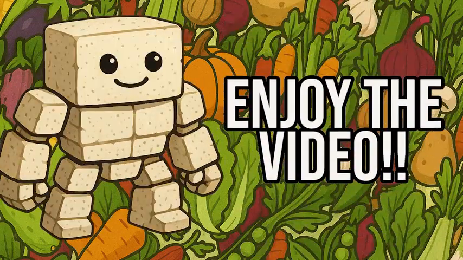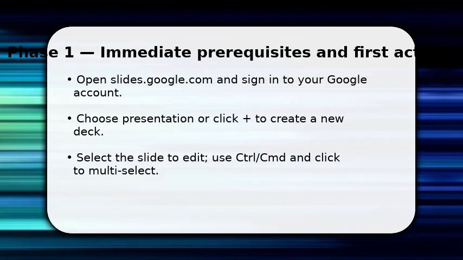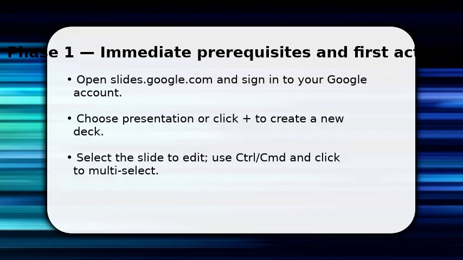Please enjoy the video. You start by opening Google Slides and picking the presentation you need. Once open, select the specific slide you want to change. Make sure you can see the canvas and the slide thumbnails. If you need multiple edits across slides, hold Ctrl or Command and click to multi-select slides.